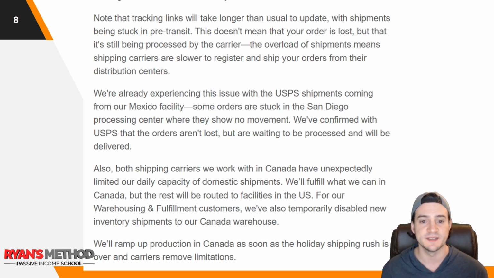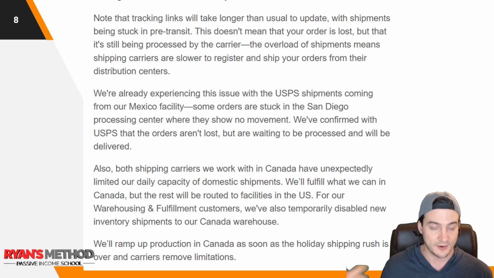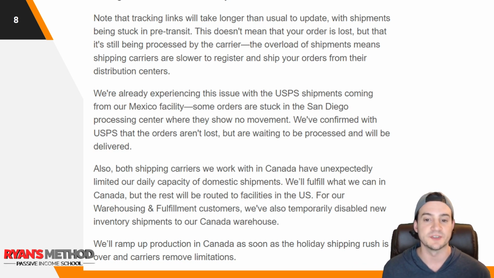We're already experiencing this issue with the USPS shipments, which by the way, that's the carrier I had the issue with earlier, coming from our Mexico facility. Some orders are stuck in the San Diego processing center where they show no movement. We've confirmed with USPS that orders aren't lost, but are waiting to be processed and will be delivered.